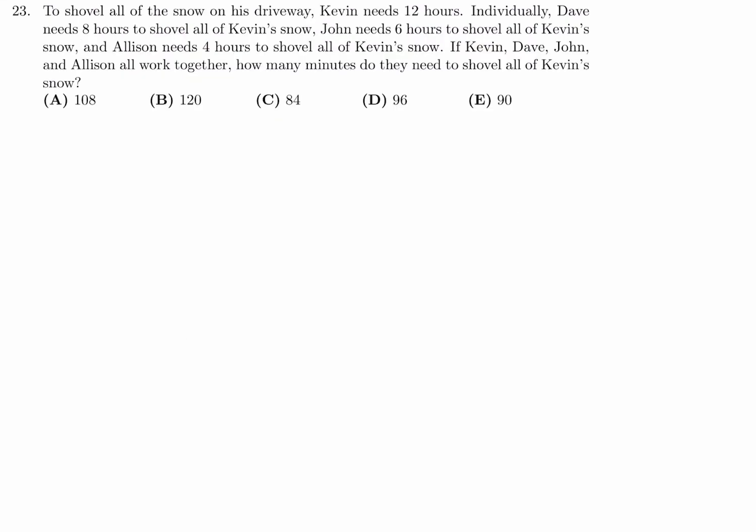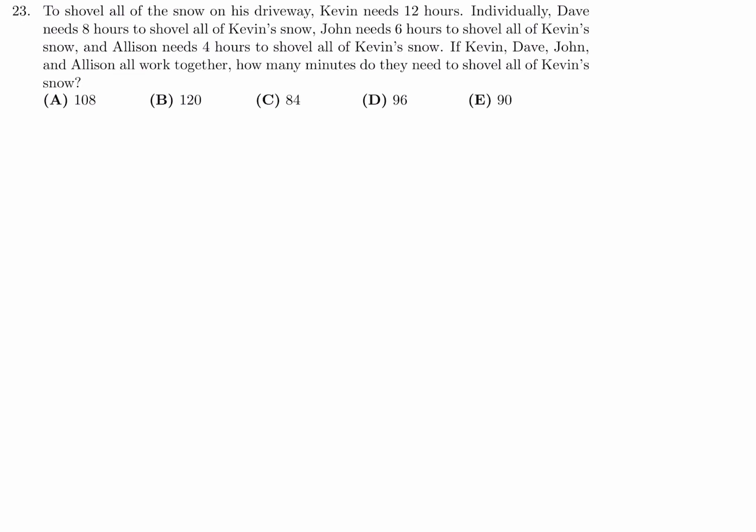To shovel all of the snow on the driveway of Kevin, he needs 12 hours. Individually, Dave needs 8 hours to shovel all of Kevin's snow. John needs 6 hours to shovel all of Kevin's snow. And Allison needs 4 hours to shovel all of Kevin's snow. If Kevin, Dave, John and Allison all work together, how many minutes do they need to shovel all of Kevin's snow?